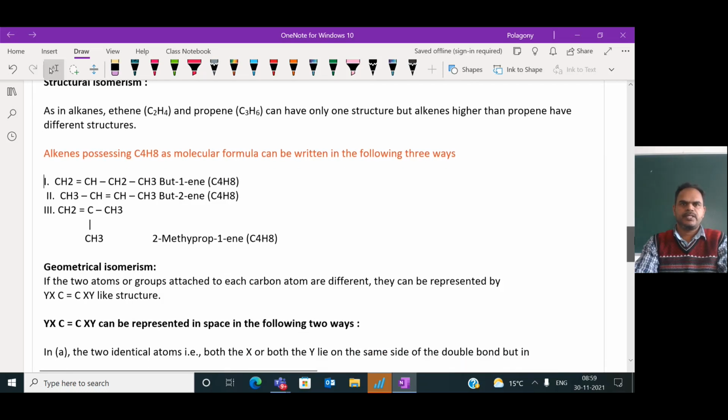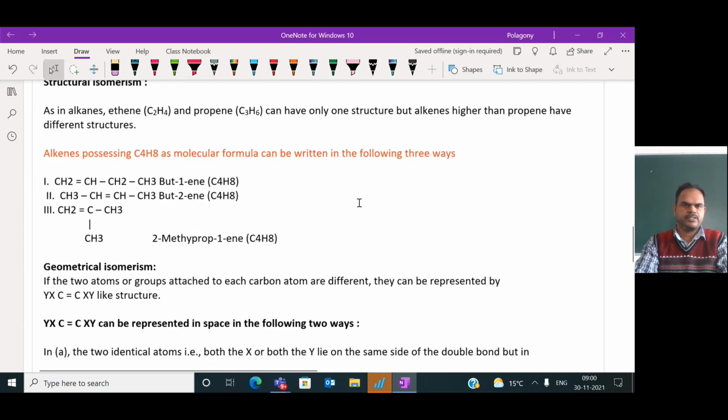So what is structural isomerism? It means hydrocarbons having the same molecular formula but different structures is called structural isomerism. If you take examples in alkenes, propene and ethene have only one structure. These do not exhibit isomerism. But isomerism we can see in hydrocarbons having more than 3 carbon atoms, like butene.